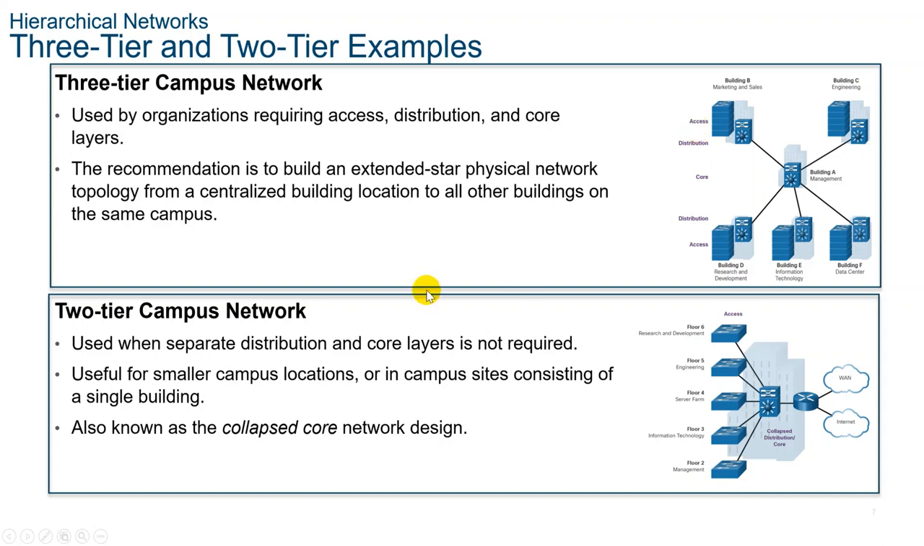Now, in some cases, because of lack of physical or network scalability restrictions, maintaining a separate distribution and core layer is not required. So in smaller campus locations where there are fewer users accessing the network, or in a campus site consisting of a single building, separate core and distribution layers may not be needed. In this scenario, the recommendation is the alternate two-tier campus network design, also known as the collapsed core network design. Okay? And this is a two-tier campus network.